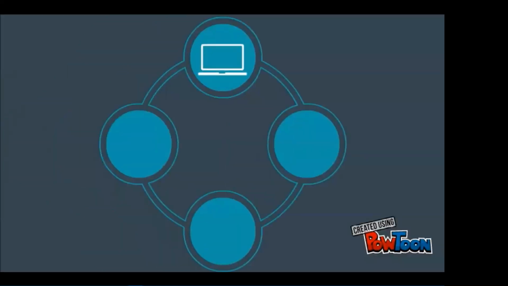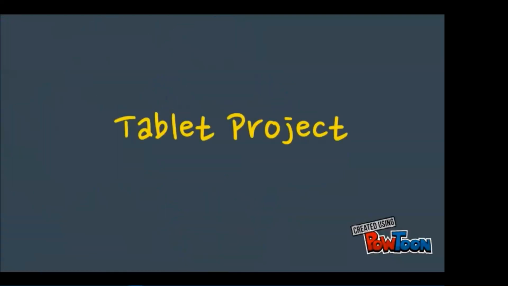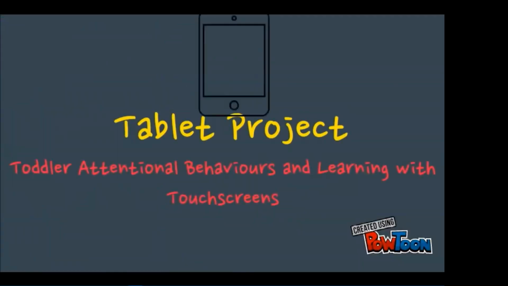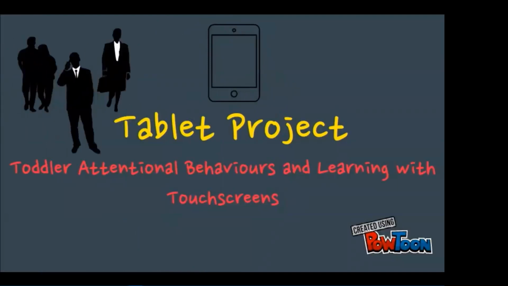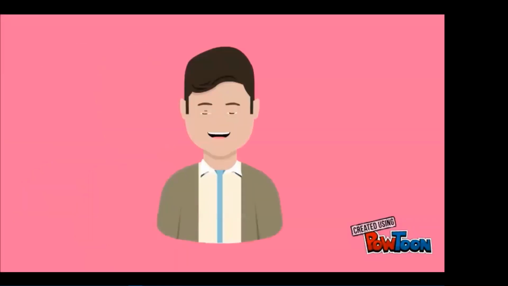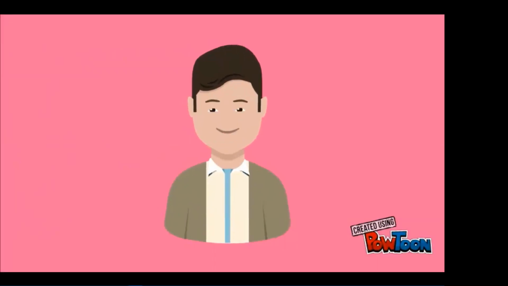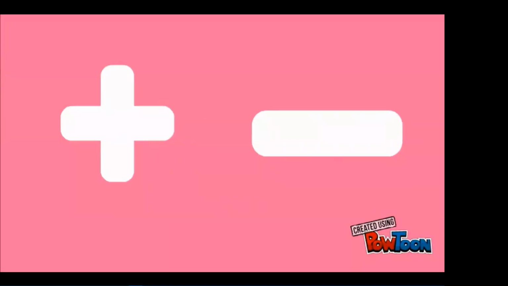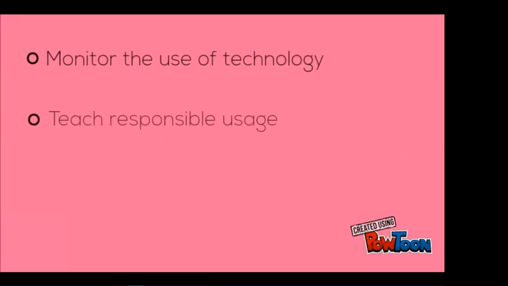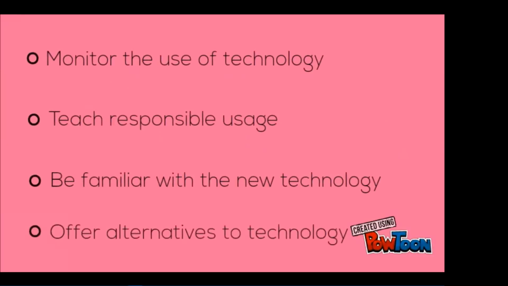There are many programs as of now which are trying to understand the complex effects of technology, and one of them includes the Tablet Project. The aim of the Tablet Project is to provide an evidence base for parents, policymakers, and scientists to understand how the youngest generation is developing in the context of a media-filled environment and to inform future decision making. One thing all the experts seem to agree on is that moderation is key. So, how can parents create a balance for children so their children can experience the benefits without the negatives? They should monitor the use of technology, teach responsible usage, be familiar with new technology, and offer alternatives to technology.